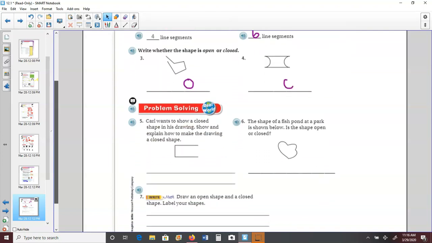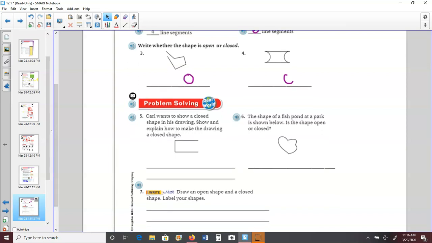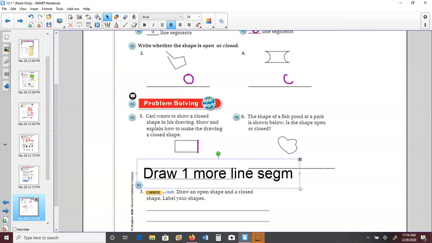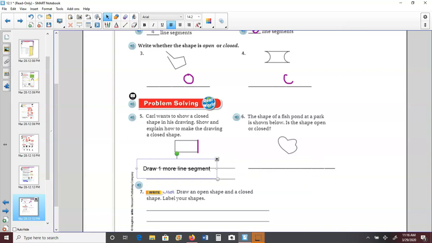Number 5, problem solving. Carl wants to show a closed shape in his drawing. Show and explain how to make the drawing a closed shape. Well, that is simple enough, Carl. All you need to do is draw a 4th line segment to connect so that your shape starts and stops at the same point. So we can just tell Carl, draw 1 more line segment. Okay.